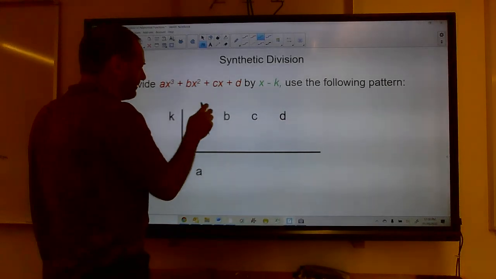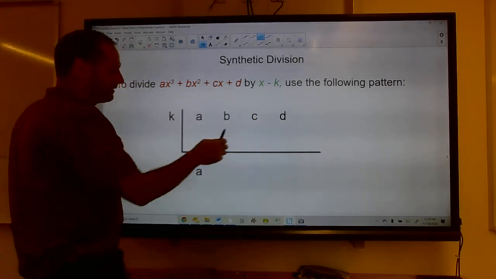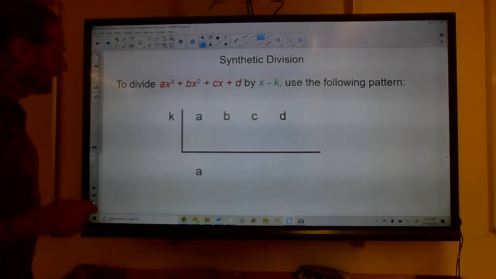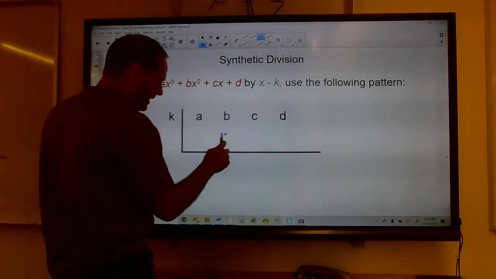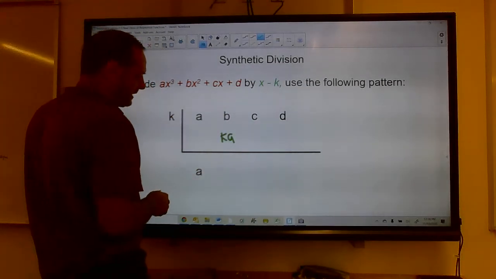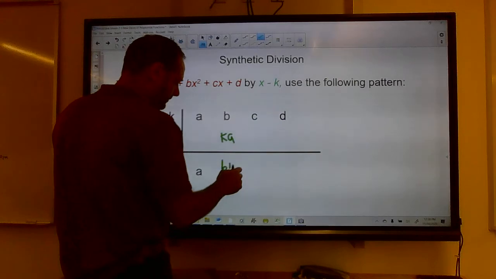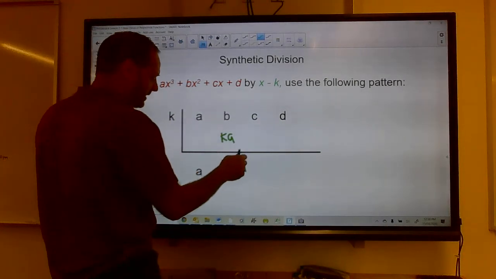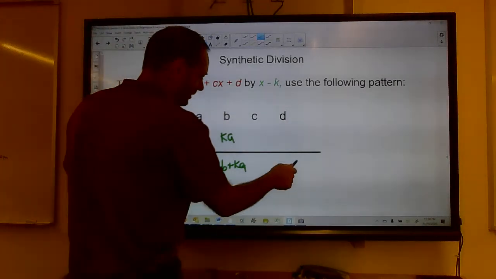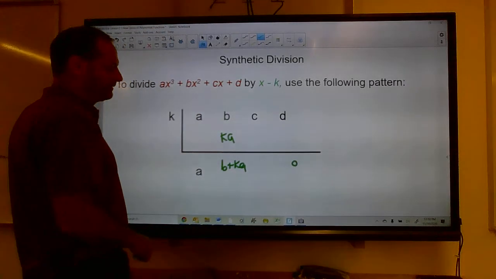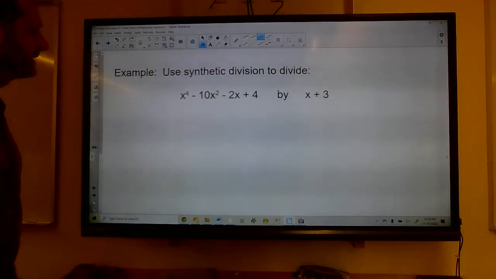You strip out the coefficients a, b, c, and d. You write those down. You take your k, you put it over here. Notice it's minus k, so it's positive k over here. If this was plus k, it'd be negative k. And then you drop the a down, and then you go k times a would be ka. All right, and then you're going to go ahead and add these up. Then you're going to multiply it by k again, and you're going to get something else over here, and so on and so forth, until hopefully, if you come up with a 0 right here, it means it divided evenly. And if it doesn't, then you have a remainder. So it'll be easier to see if we actually do one like this one.